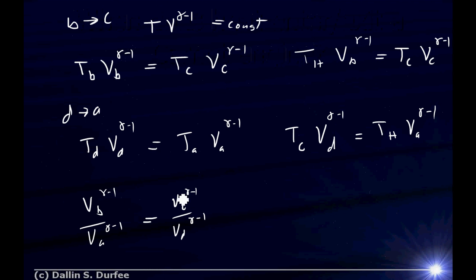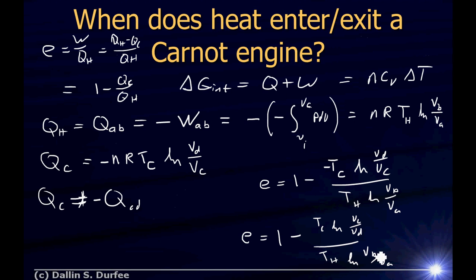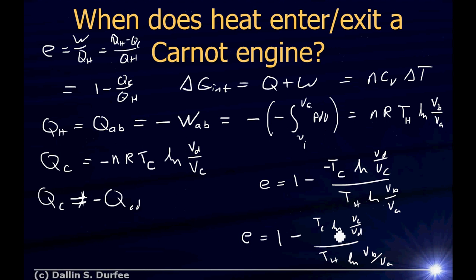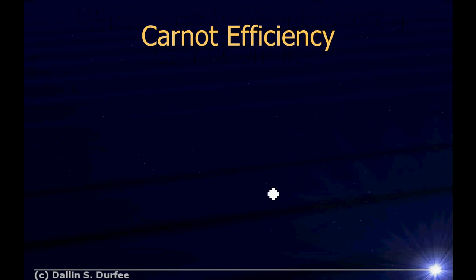Well, let's take the gamma minus 1th root of these, and we can get rid of the exponents, and then let's just take the natural log of both sides, and we get natural log of VB over VA equals the natural log of VC over VD. So that is equal to that, and they cancel out, and the efficiency then is just equal to 1 minus T cold over T hot. So this is what we call the Carnot efficiency. It is the greatest efficiency that an engine can have.